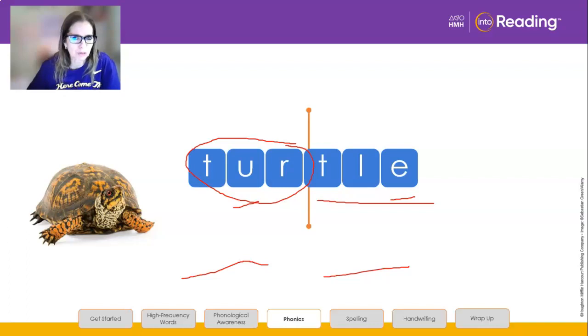Clap out the word turtle with me and choose the 2 syllables in turtle. Clap it out. All right, thank you.